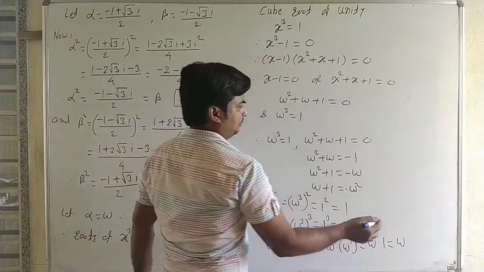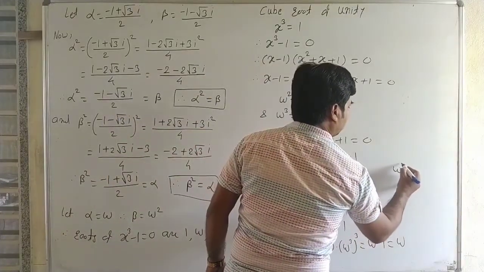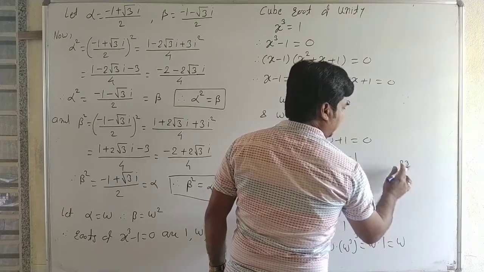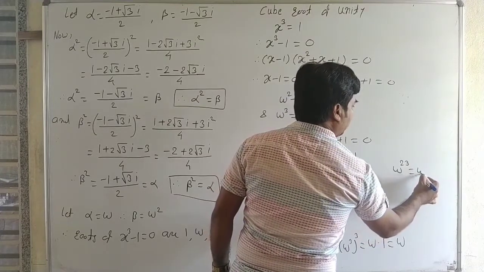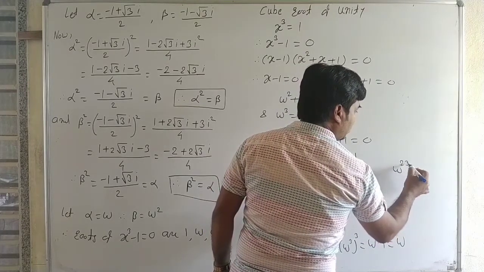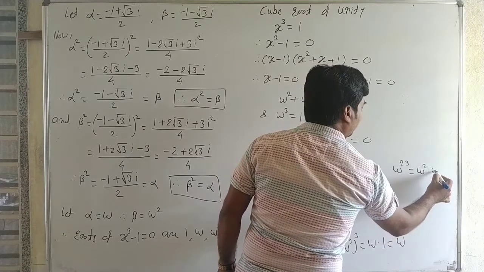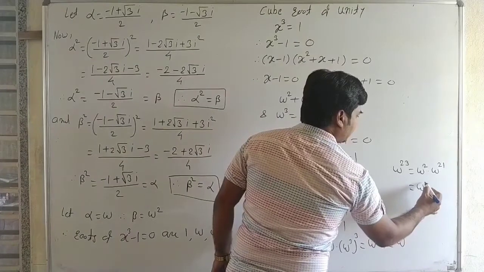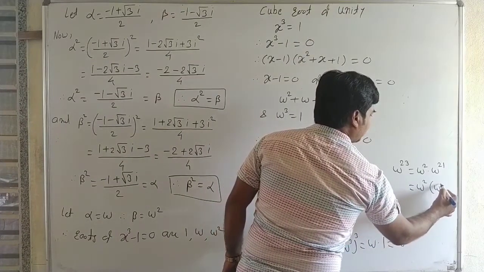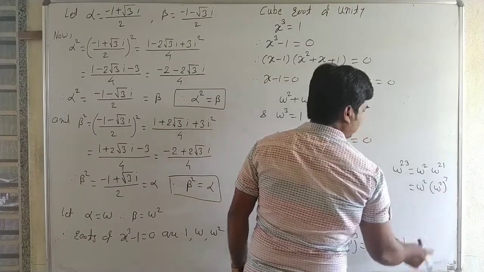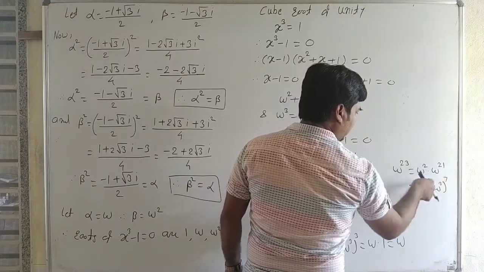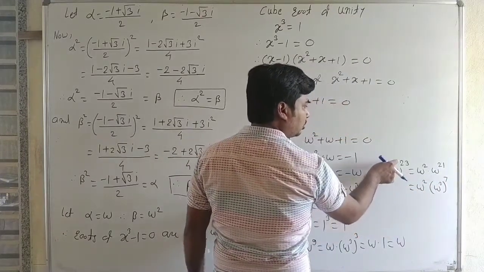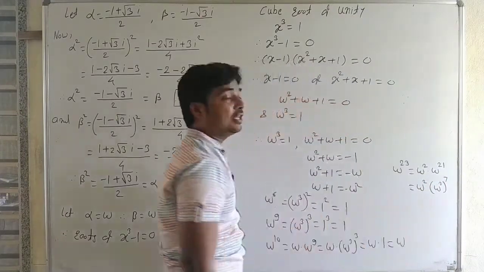Suppose we get 23. 23 is not divisible by 3, therefore we can write omega into omega to the power 21. Now it is omega square into omega cube to the power 7. It is 1 to the power 7, which is 1, and it is omega square. Therefore the value of omega to the power 23 is omega square.